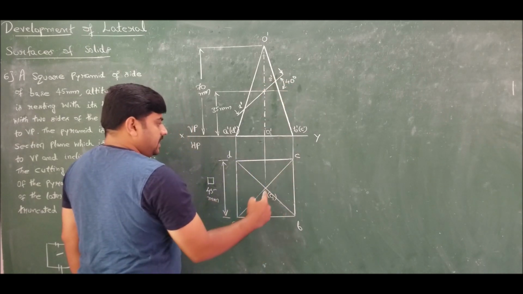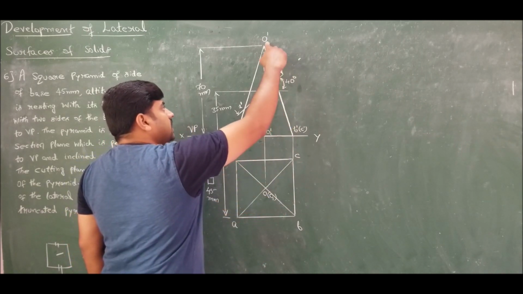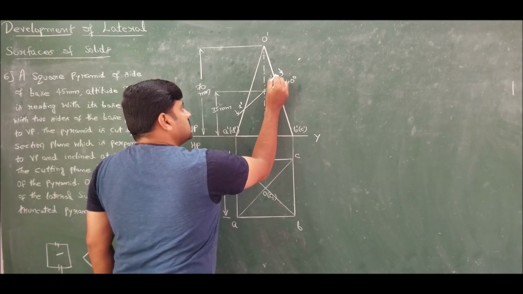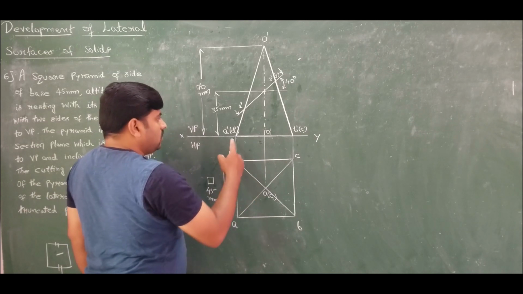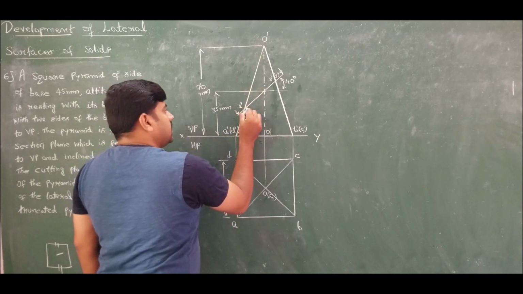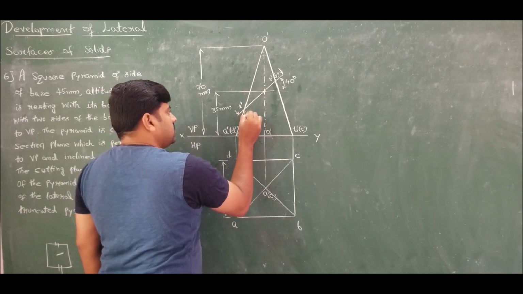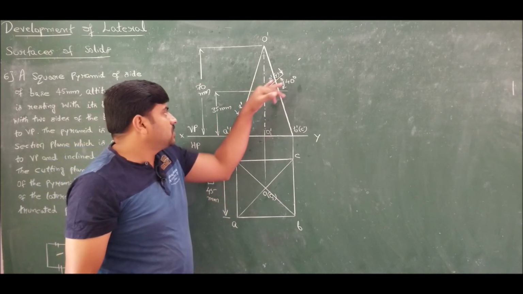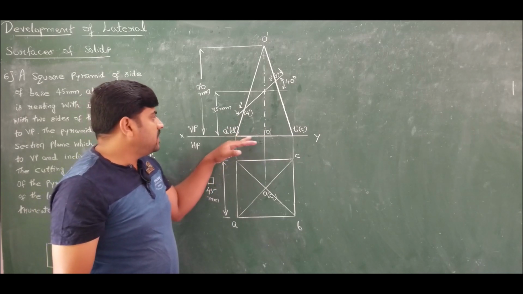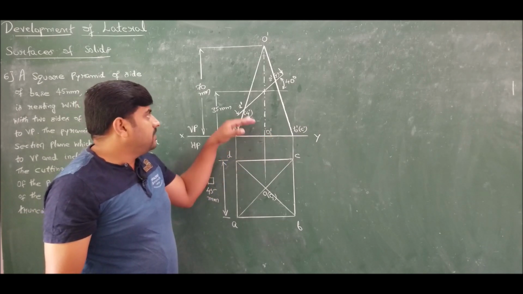Next, we have C to O, that is C dash to O dash. Here you mark it as 3 dash, which is invisible. And coming for D to O, here we have D dash to O dash, mark it as 4 dash, which is also invisible. Totally we have 4 points, 1 dash, 2 dash, 3 dash, 4 dash. None of the base edges are intervened by the cutting plane.